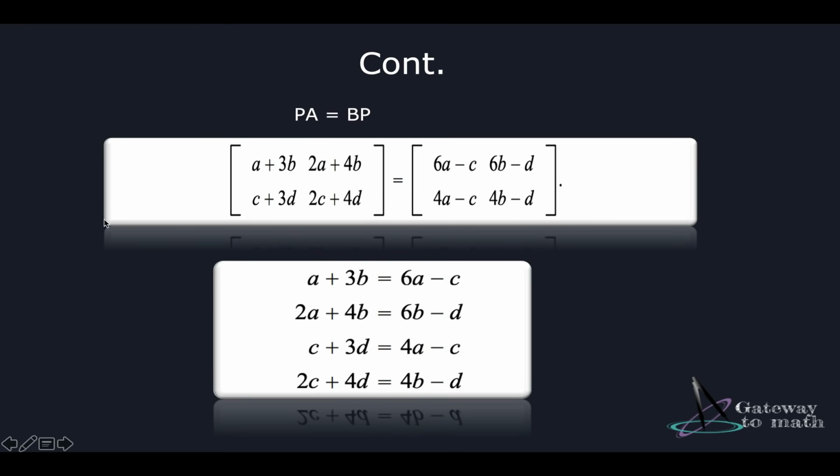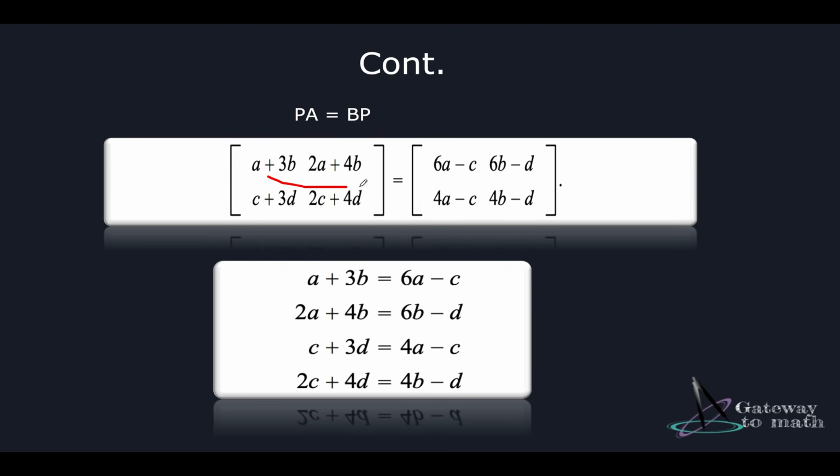Okay, so we have PA equals BP. Let's plug in the values. A plus 3B, 2A plus 4B, C plus 3D, 2C plus 4D equals 6A minus C, 6B minus D, 4A minus C, 4B minus D.